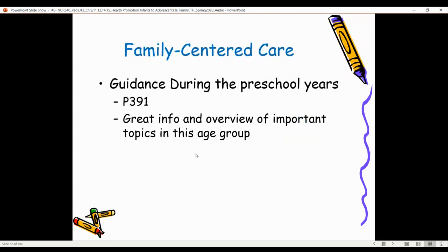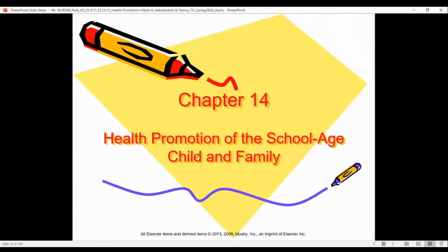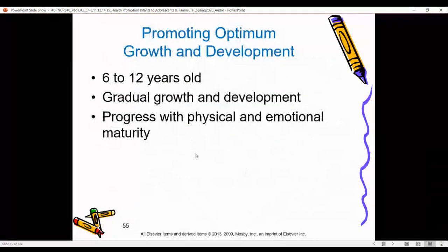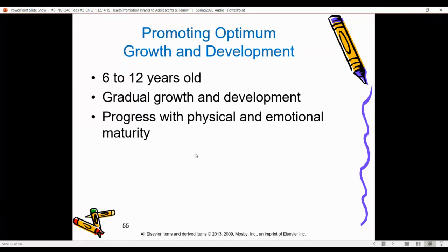Family Centered Care is on page 391 for the preschool years, and then our school-age kid. So I'm going to start this chapter and give you guys a break in a little bit longer here. Okay, objectives for this chapter. This is the 6 to 12-year-olds. So gradual growth and development is what we say for this age group.